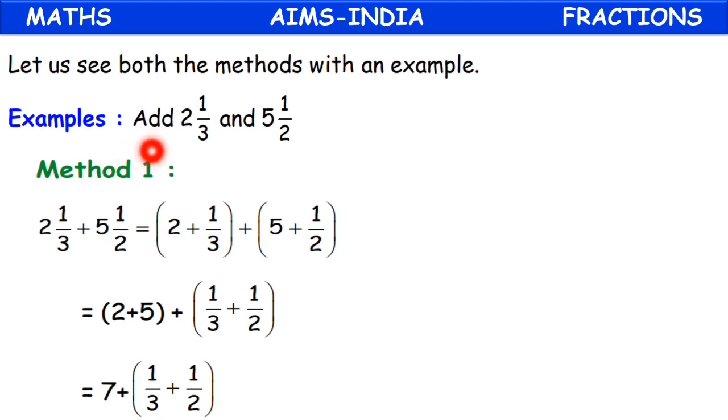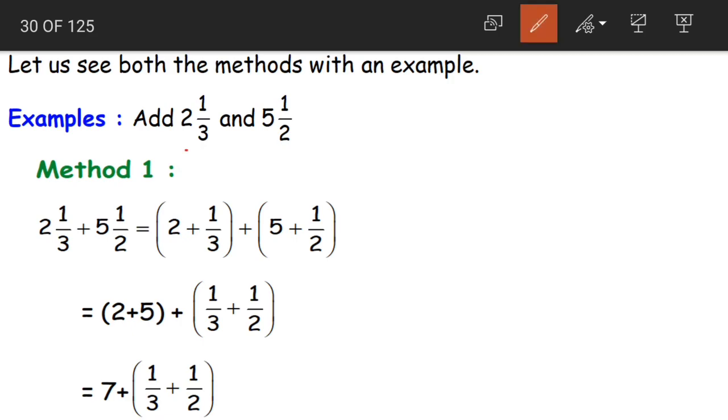See, let me explain here. What is the first example? 2 1 by 3 and 5 1 by 2. As we have discussed, a mixed fraction has both a whole number part and a fraction part. Yes, it has a whole number and a proper fraction. We are adding them, right? Let me write here 2 1 by 3 plus 5 1 by 2. We are adding the two mixed fractions together.